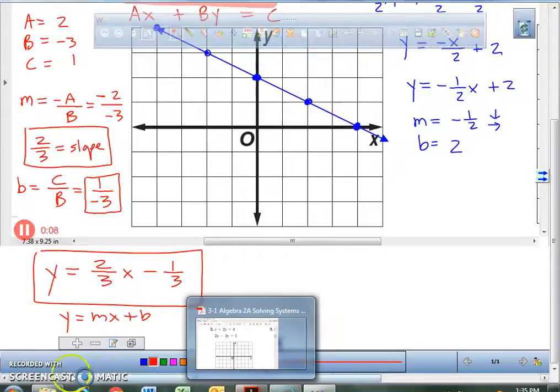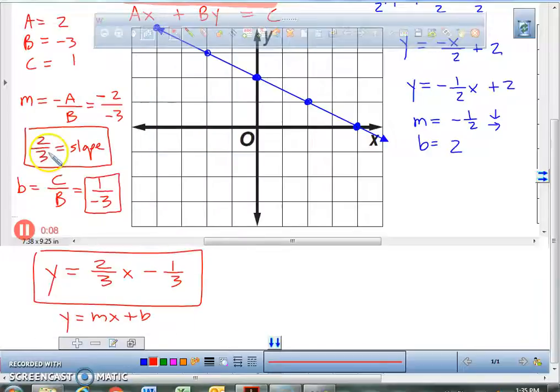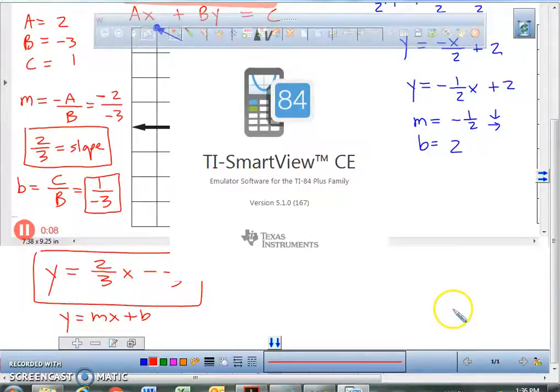So turn your graphing calculator on. I'm going to turn mine on because I have an awesome graphing calculator. Thank you, Mr. Lapp. You turn it on? There it is. Mine's loading up.